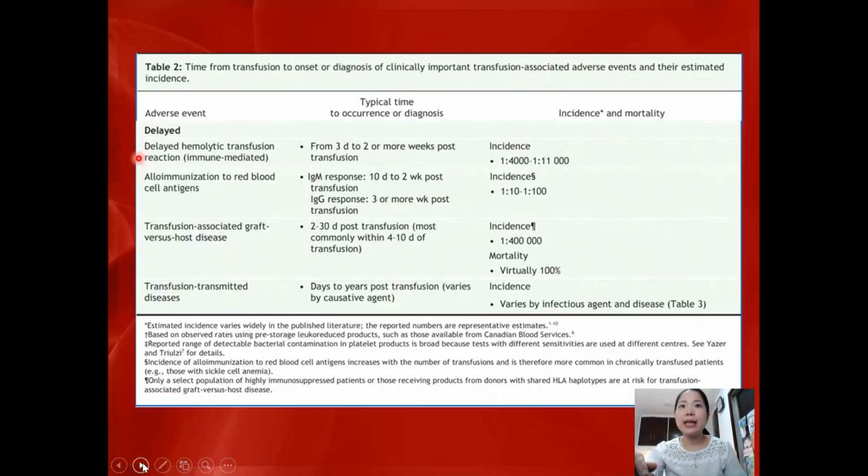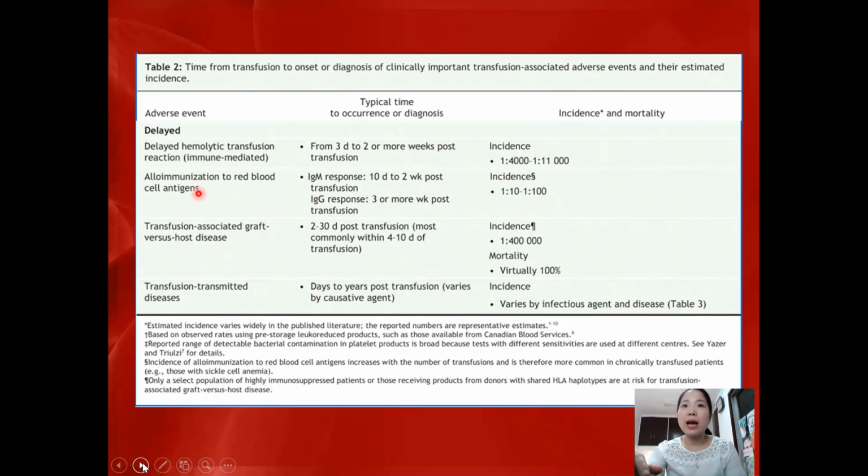Okay, for the delayed type of transfusion reactions, we have the delayed hemolytic transfusion reaction. This is an immune-mediated type of transfusion reaction where it may present at 3 days to 2 or more weeks after the transfusion. So they may present as hemolysis, a delayed type of hemolysis.